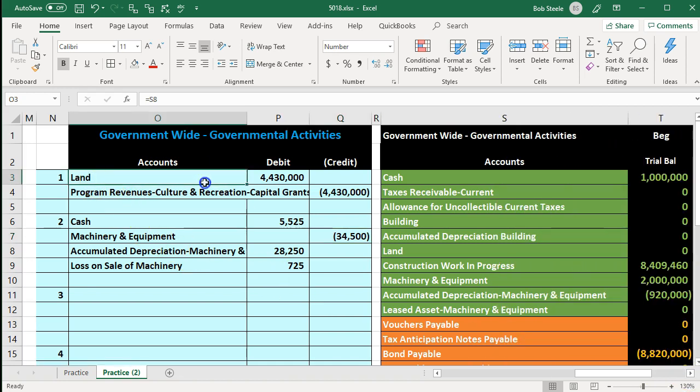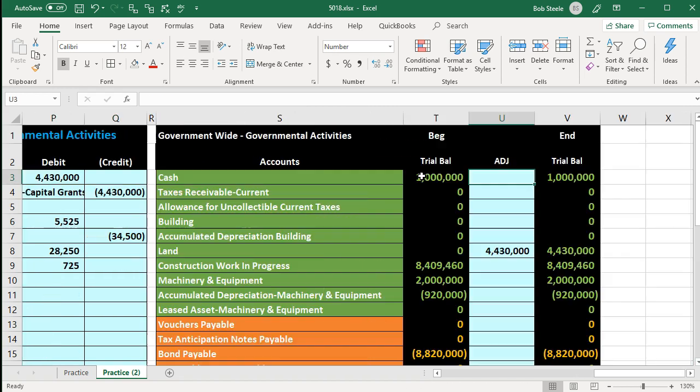So we have the land. I'm sorry, not the land. We're at the cash. Cash is up top, so we're going to go to the cash item. We are in U3 equals. I'm going to scroll back over and pick up the cash, and that's going to increase the cash. That's what we would expect.